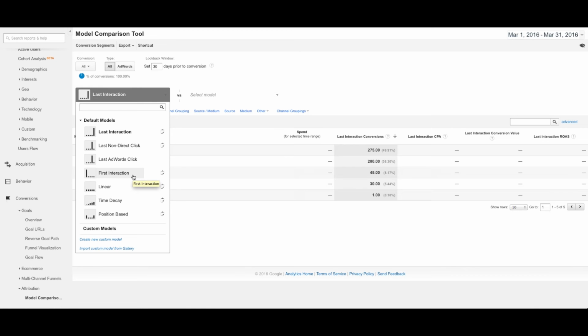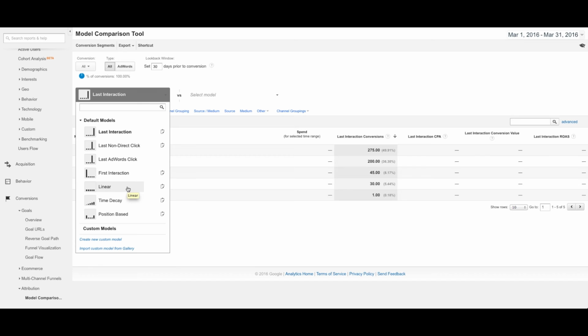First interaction, which is an interesting one, is going to be 100% of the credit given to the first interaction that your customer has with your brand in some capacity. Now, in this particular case, we had AdWords followed by social, email, and finally direct. The first interaction in this case is AdWords. The value here is that it shows us where our brand is being found that leads to the highest number of conversions. So a really valuable interaction to look at.